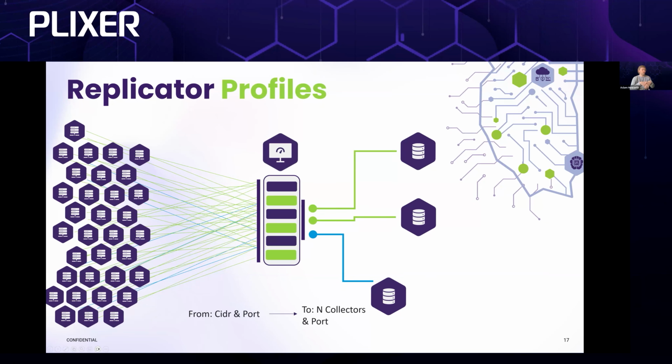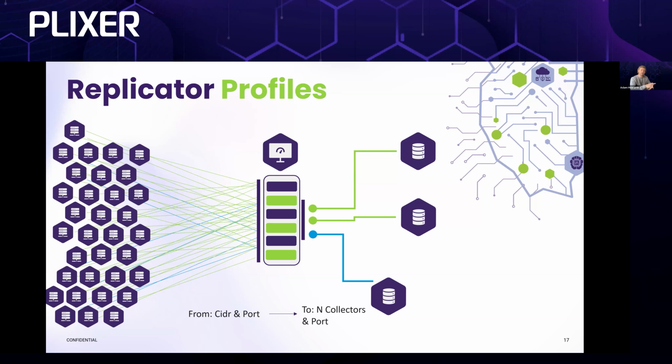So within the replicator, things are organized into profiles. Each profile can take data in from a CIDR definition. Those can be included or excluded, and a port. So if some subset of the network is going to send its UDP flow and syslog data in on a certain port, that can be put into a profile, and again, included or excluded, allowing for some pretty granular control around which data is going to be accepted into that profile.